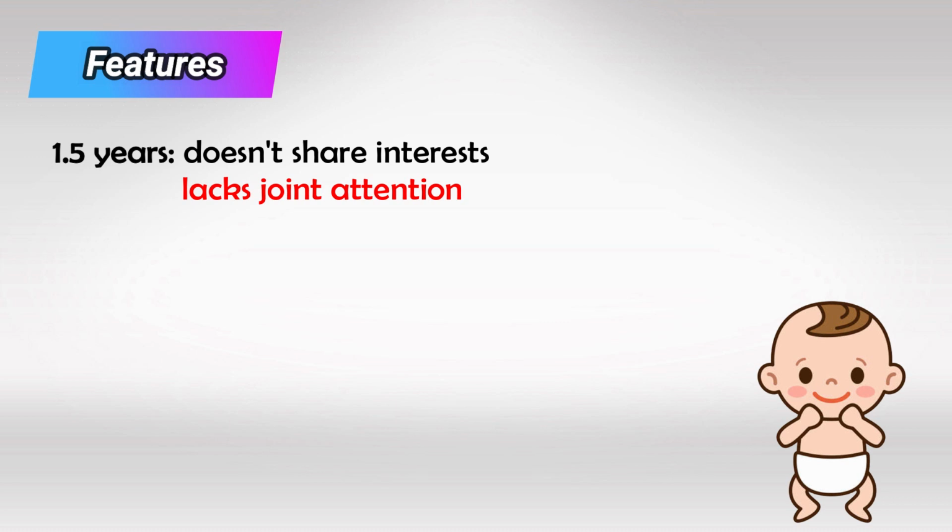So for example, if you're walking down the street and everybody is looking at something, they do not share this interest by looking at the same thing. Or if you pointed somewhere, they will not show interest in looking where you pointed. This is called joint attention, and it is highly specific for autism.